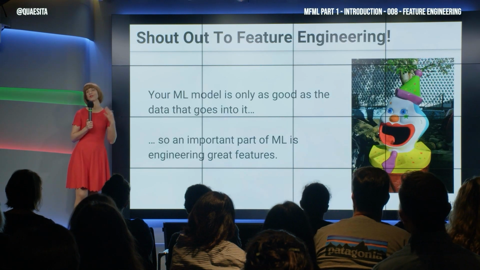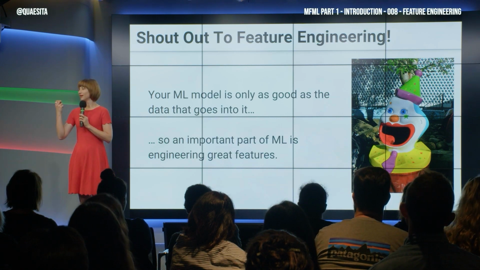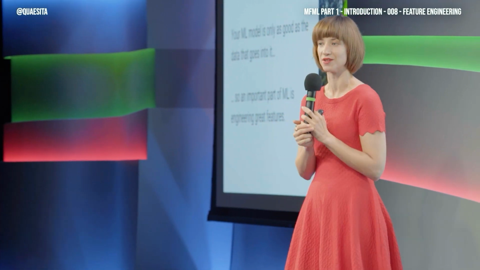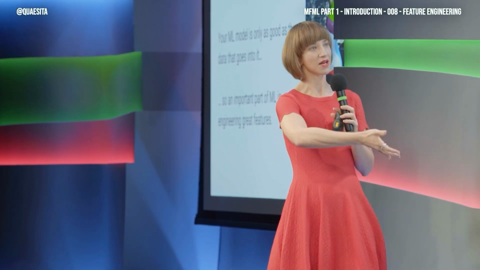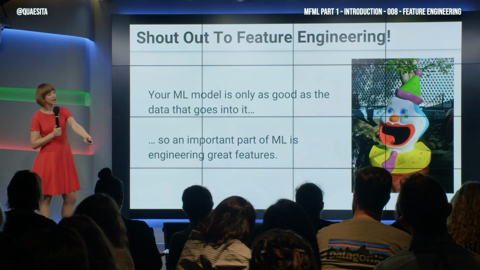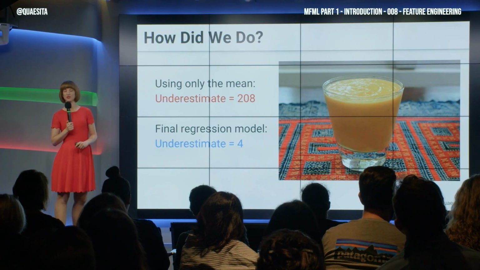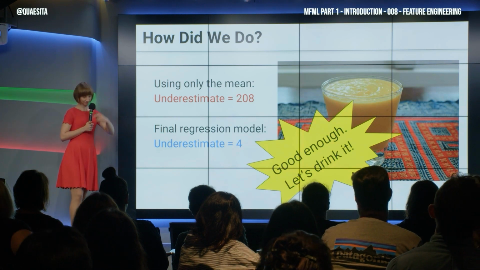And this is, again, a shout out to feature engineering. The fact that you had the knowledge about this domain and realized that having the weights in grams of all of these things was going to be useful, that is the reason that you get a model that's this good in the end. It pays off. You can convert your domain knowledge into good solutions. And how did we do in the end? Our underestimate for quiche Lorraine is only 4 calories. I say good enough, let's drink it.